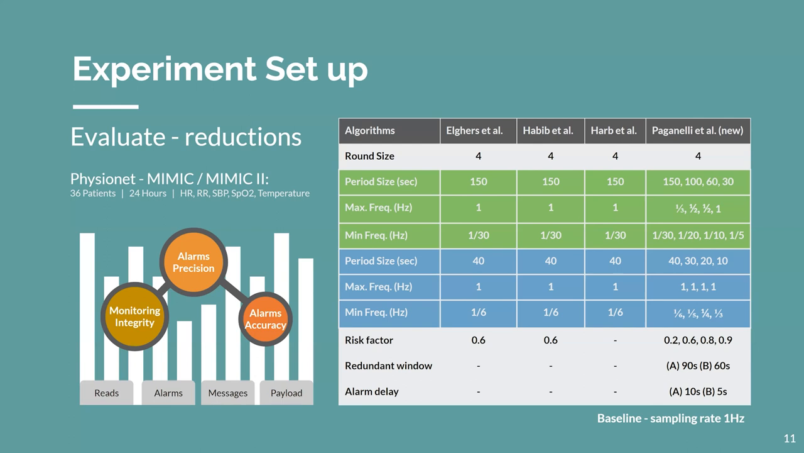In addition, we run our algorithm using two different configurations. Configuration A, aiming at achieving high reductions, and configuration B, aiming at achieving lower error rates.